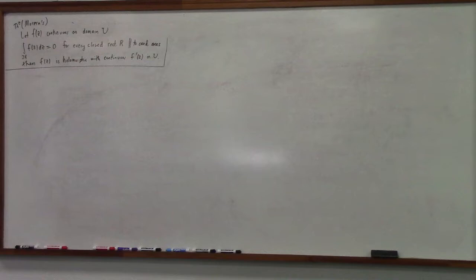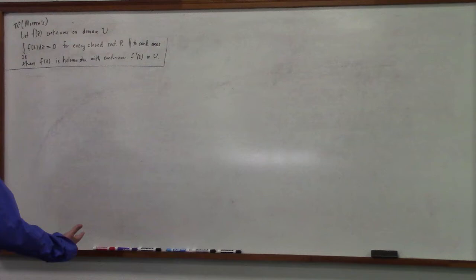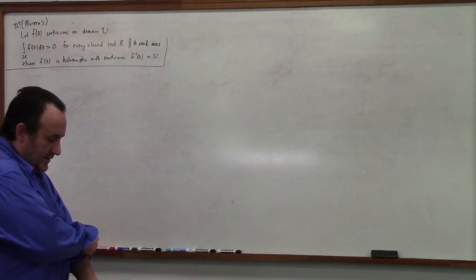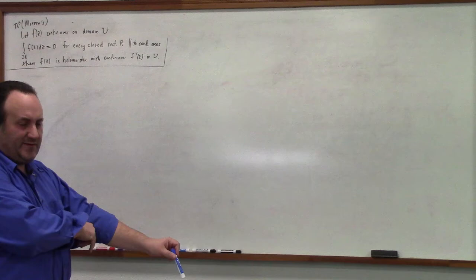So last time we proved Morera's theorem, which states that if you have a continuous function of a complex variable on a domain U, such that the complex integral of f of z dz around a rectangle is equal to zero for every closed rectangle parallel to the coordinate axes, then f of z is holomorphic with continuous derivative, right? The proof is actually not that hard if you just don't muddle the picture like I did last time. If you just look at the notes and follow the picture, it's really not too bad.